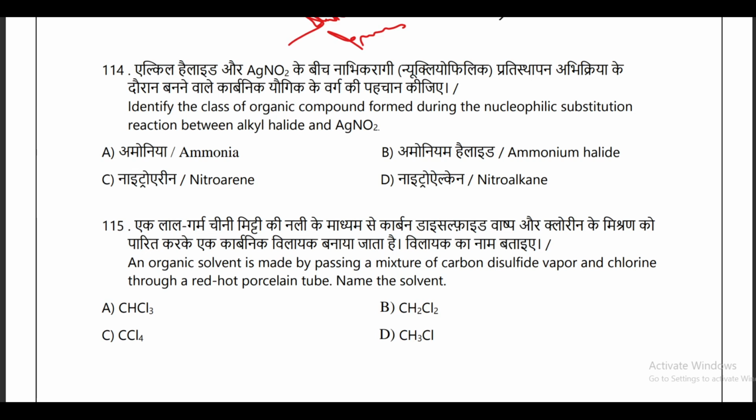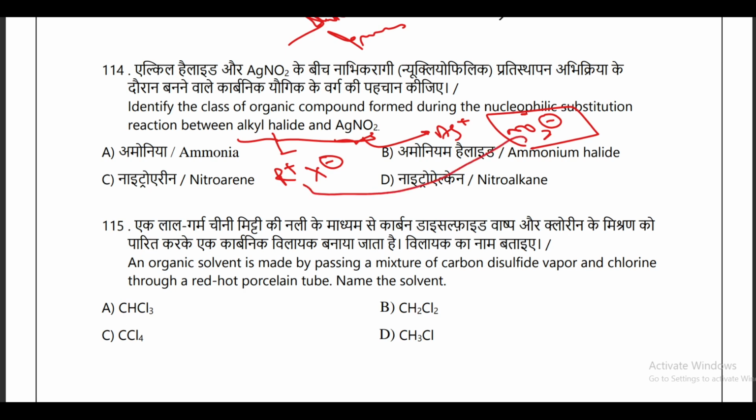In the next question, identify the class of organic compound formed during the nucleophilic substitution reaction between alkyl halide and silver nitrite. So in this case, obviously, from this you will get silver positive and nitrite ion, okay? And in the other case, from alkyl halide you will get R positive, X negative. Okay, so this nitrite ion will act as a nucleophile and will attach with this alkyl R positive. So you will get RNO2, okay, which is nitroalkane. So D option is your correct answer.